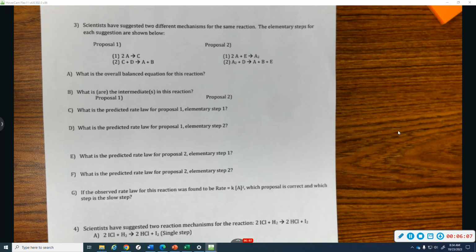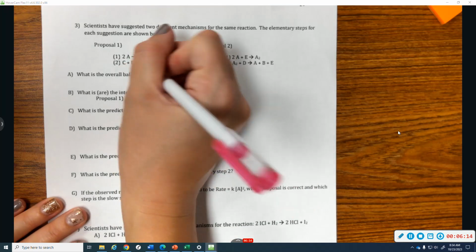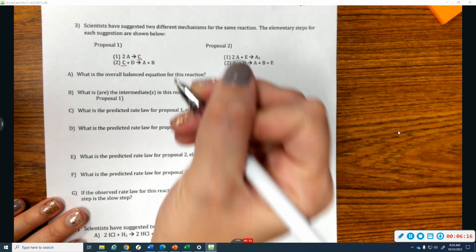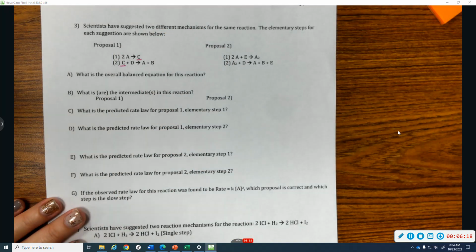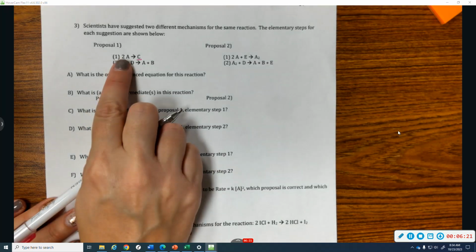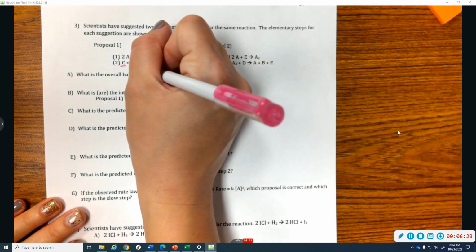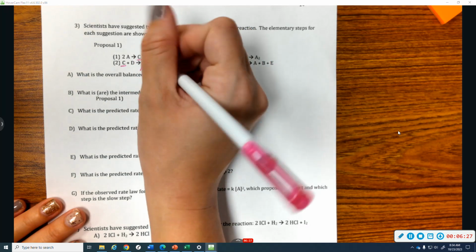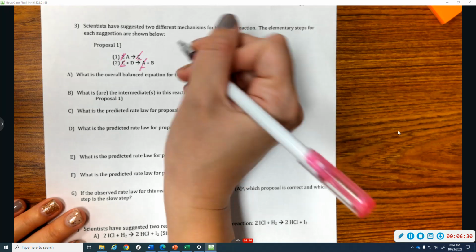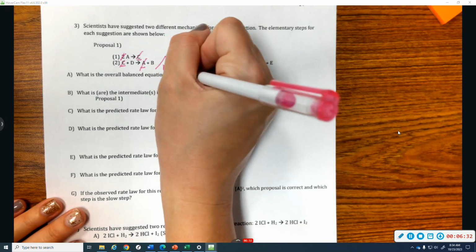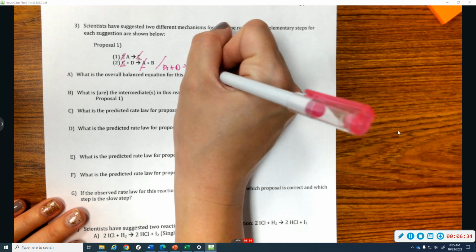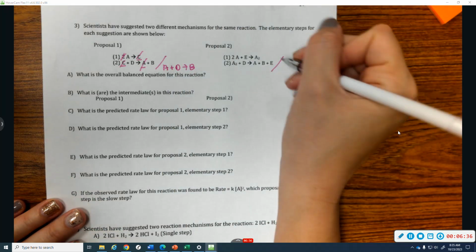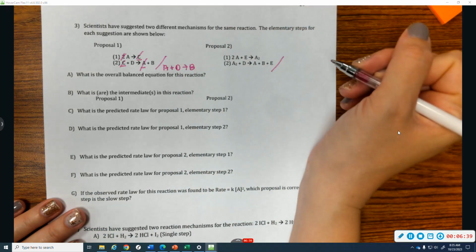So to figure that out, I need to look at each proposal. They shouldn't add up to equal the same, but let's be careful. So C is made and then it's used. It's an intermediate. It's not going to be included in the reaction. And then I start with 2 A's and there's an A in the product. So that's going to cancel with one of those. And so we're left with the reaction as A plus D makes B. This should add up to equal that, but let's just check.